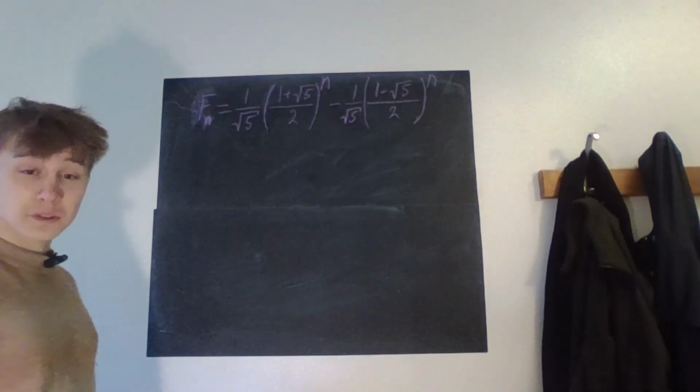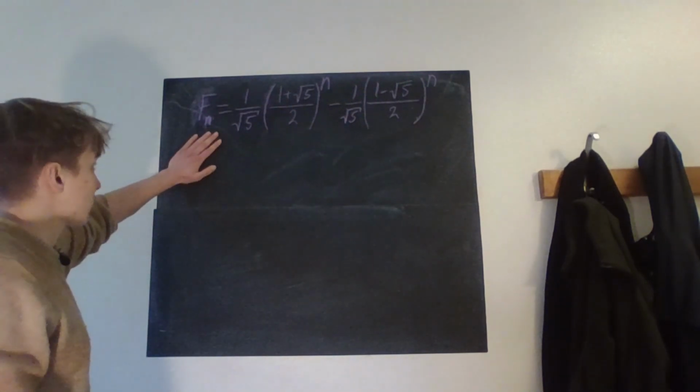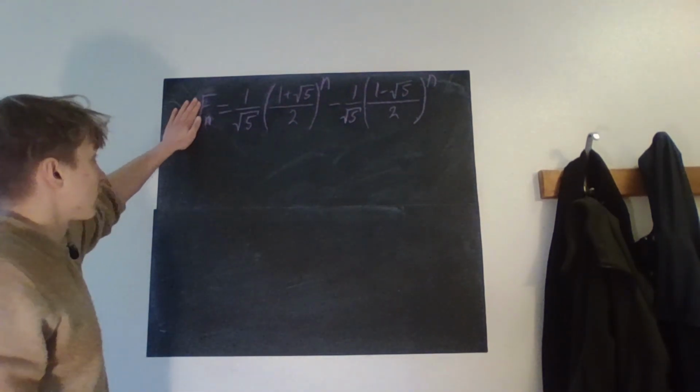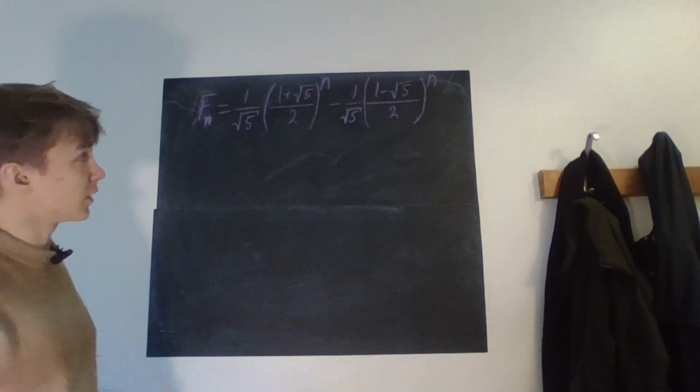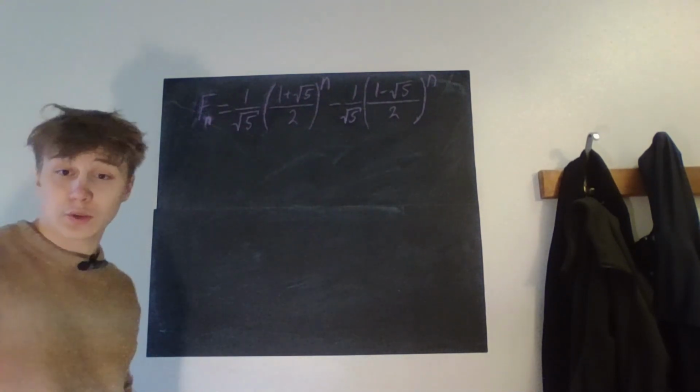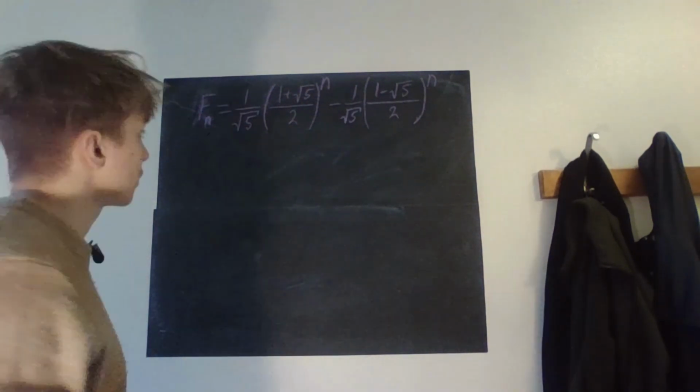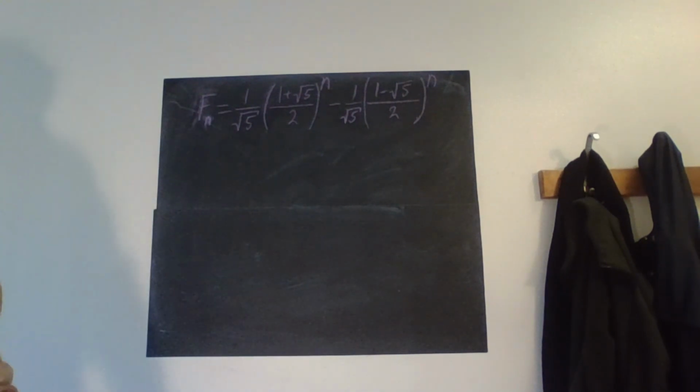So apparently there's an explicit formula for the Fibonacci sequence, and it's just a sum of powers, which I thought was really cool. So today we're gonna prove it. So how do we do this?